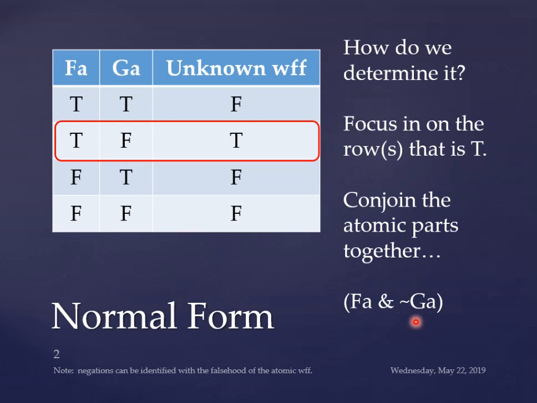The reason why we put a not in front of the Ga is because Ga is false. We can always identify the negation with the falsehood of its atomic. So we can take that falsehood of the atomic, and that's going to be equivalent with not Ga. So this is actually a formula that is equivalent with the unknown one here, and we could substitute the unknown one with this one. That is a form of normal form. Now I know that's not a disjunction, and there are reasons for that, but this is a kind of normal form, and I'll explain that.